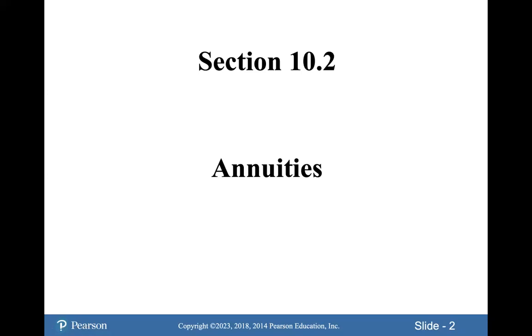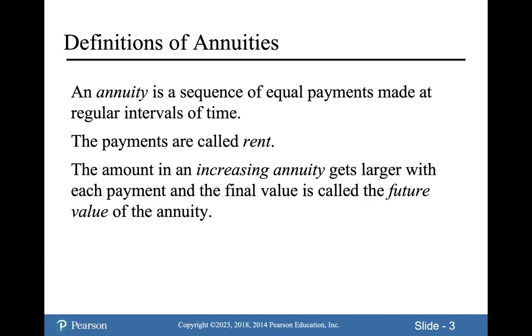In this video, we'll look at Section 10.2 on annuities. An annuity is a sequence of equal payments made at regular intervals of time. The payments are called rent. The amount in an increasing annuity gets larger with each payment. So an example of that would be like a retirement fund. And the final value is called the future value of the annuity.